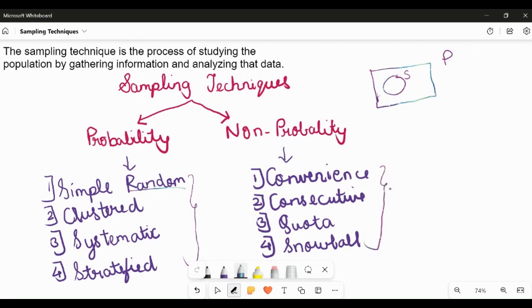First, in probability sampling, we have four sampling techniques: simple random sampling, cluster sampling, systematic sampling, and stratified sampling. In non-probability techniques, we have convenience sampling, consecutive sampling, quota sampling, and snowball sampling.